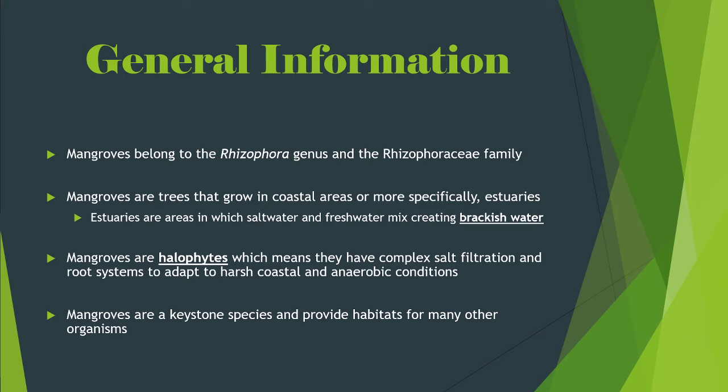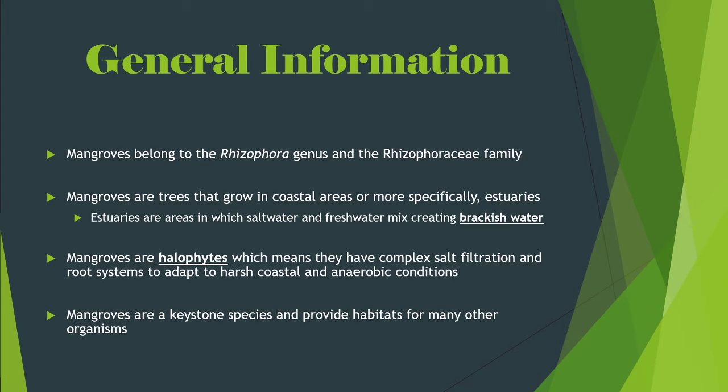Mangroves belong to the Rhizophora genus and the Rhizophoraceae family. They are trees that mainly grow in coastal areas, specifically between the 25th latitudes. They are mainly found within estuaries, which are areas where saltwater and freshwater mix, creating what is called brackish water. However, a lot of these can also be found inland as well.